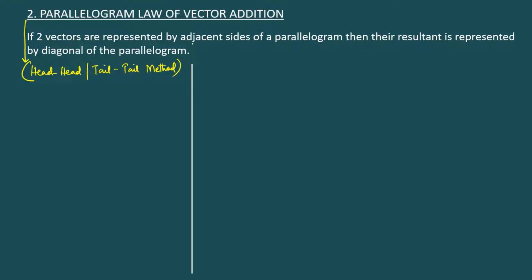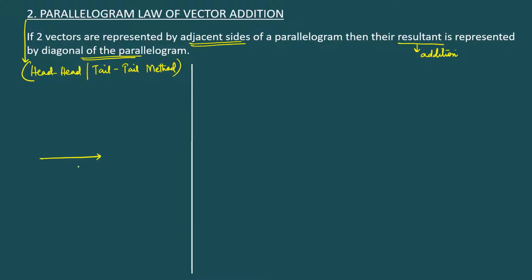If two vectors are represented by adjacent sides of a parallelogram, then their resultant is represented by the diagonal of the parallelogram. Again, I'm telling you, resultant means addition. So here we will represent the two vectors by adjacent sides of a parallelogram. Let us say you wanted to add two vectors.